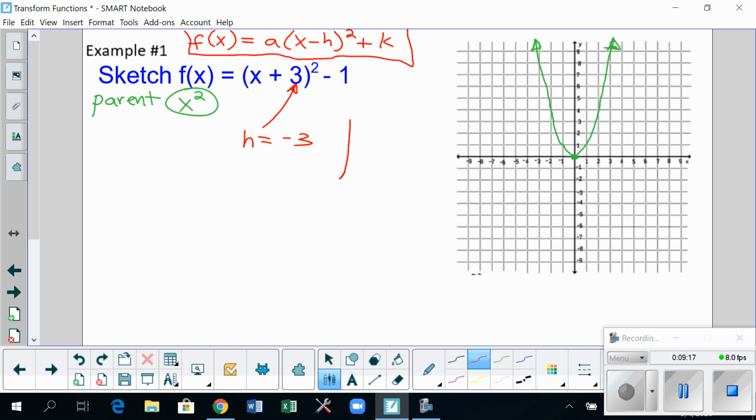Now this constant term at the end, it is represented by k. We'd say k is -1. Now with k, you take exactly what you see. I see a -1, I keep it the same. I keep it as -1.